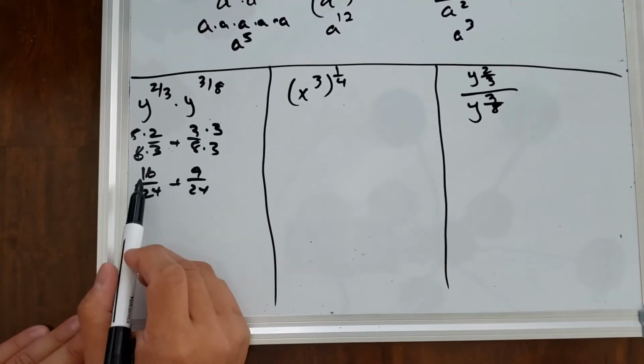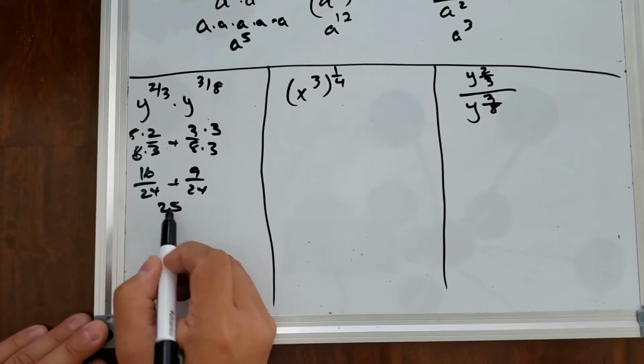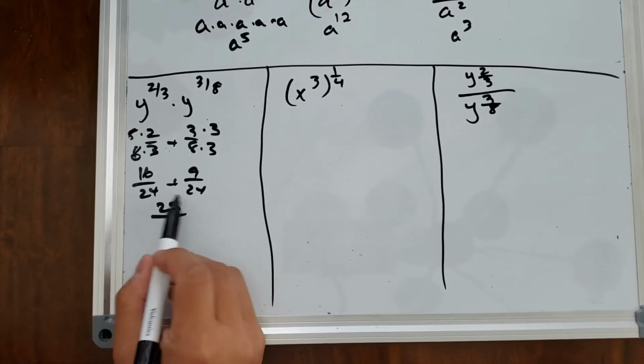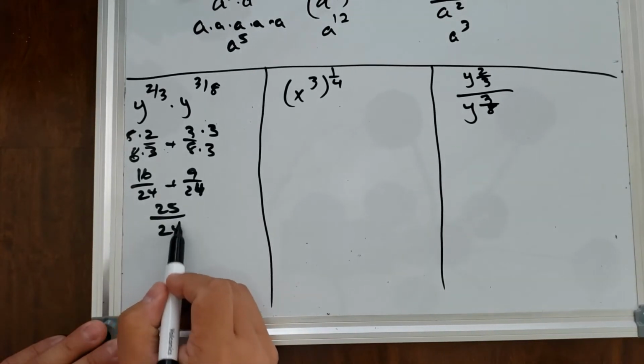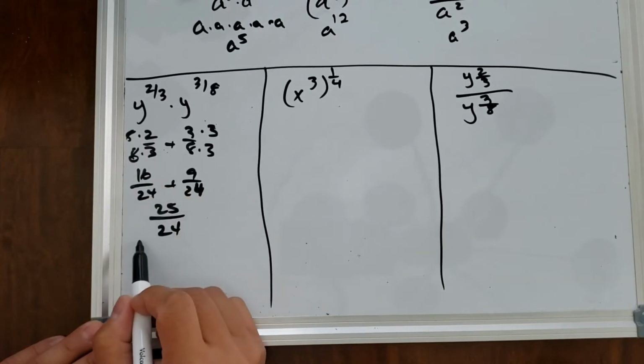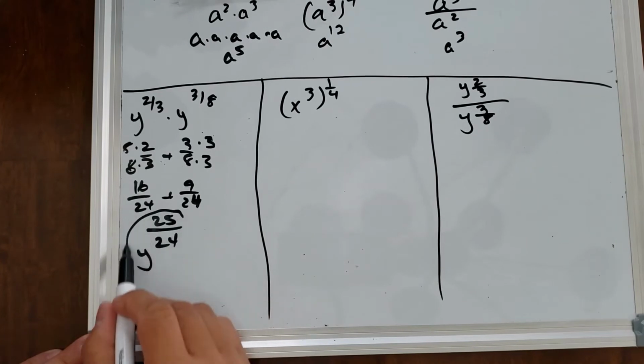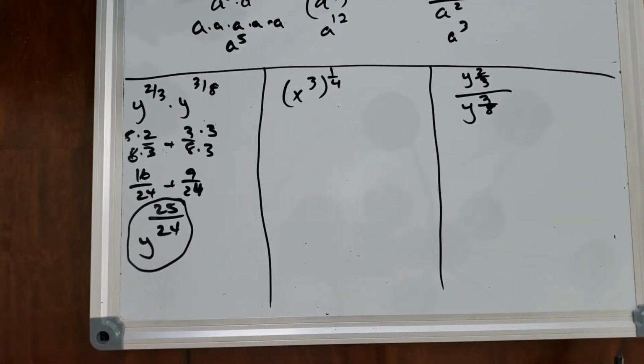And then we just add these up. 16 plus 9 gives me 25 over. And when you add or subtract fractions, the bottom stays the same. So this is going to be 25 over 24. So my answer is simply going to be y to the 25 over 24.